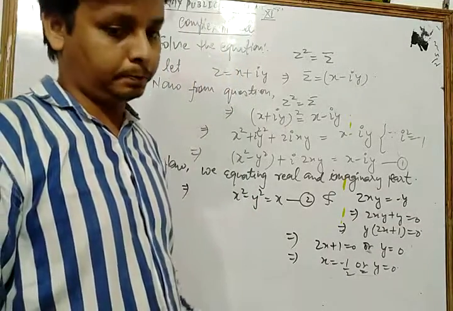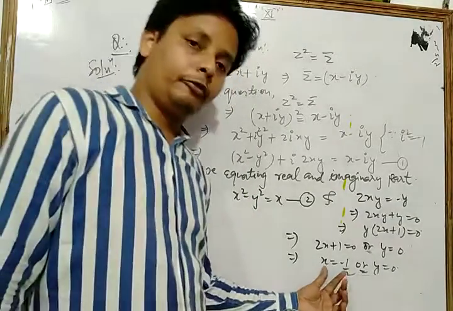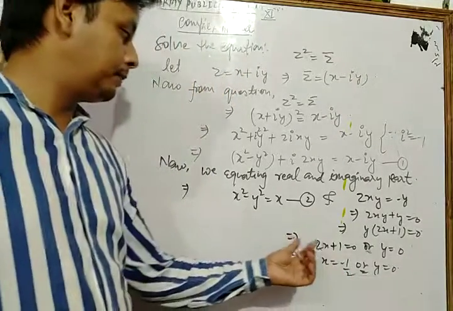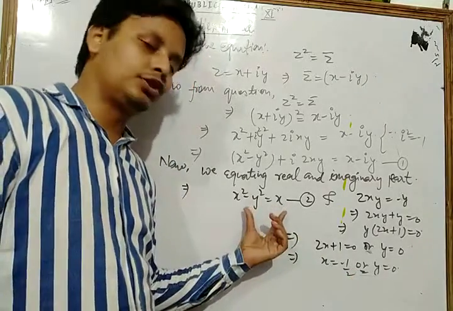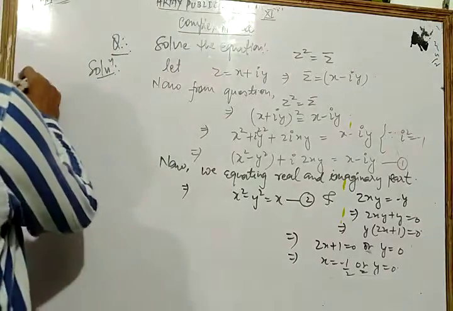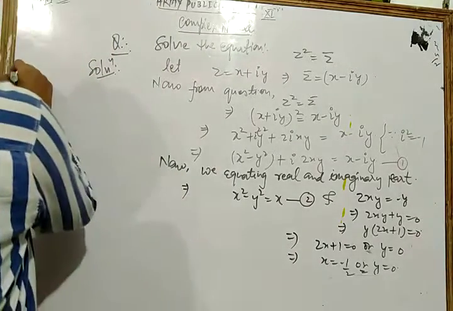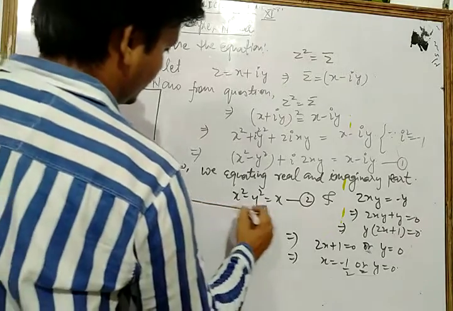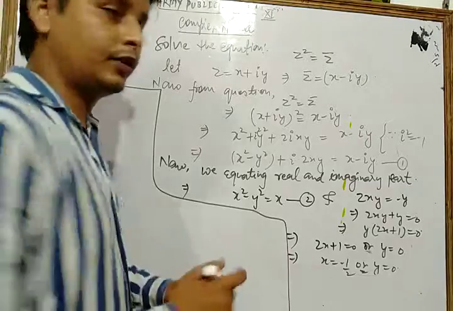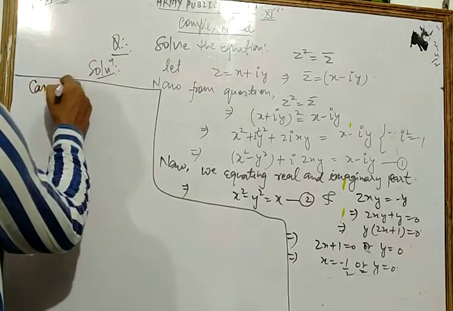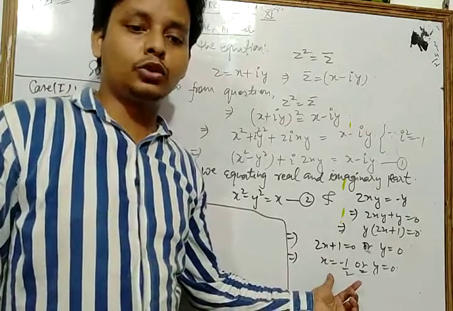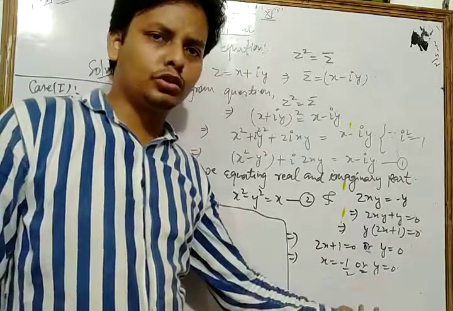Now, dear students, first we take x is equal to minus 1 by 2 and put it in equation 1, so that we find the corresponding value of y. Let's see, we take case first. First, we take x is equal to minus 1 by 2 or y is equal to 0, as you wish.